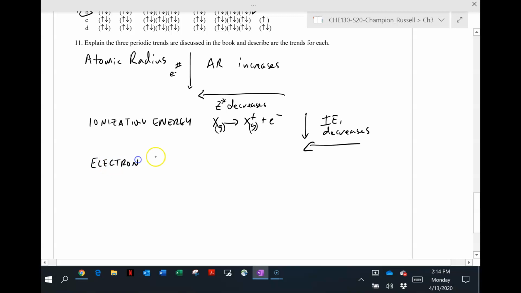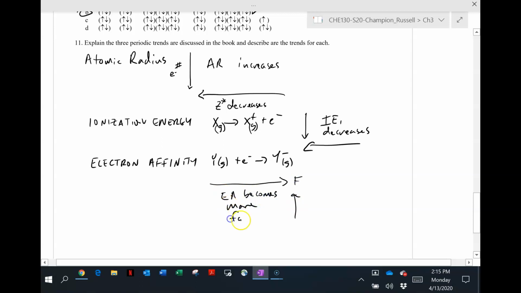Electron affinity is the desire of the gas phase atom, we'll call it Y, to pick up an electron and become the negative ion. And what happens with that is that as you go across to fluorine and up, the electron affinity becomes more favorable. And it's consistent with the idea that things on the left-hand side of the periodic table tend to form cations and give up electrons. The things on the right-hand side tend to pick up electrons and become anions.